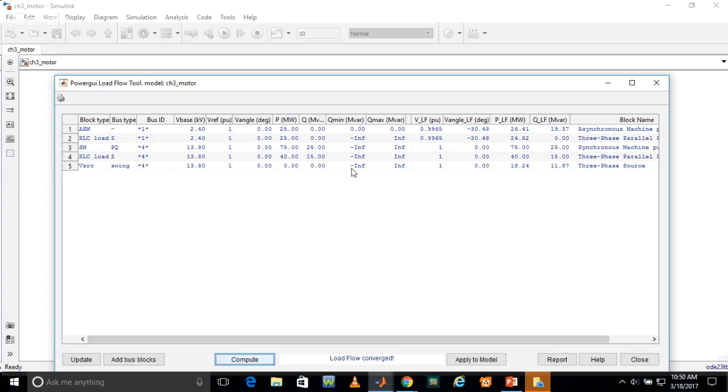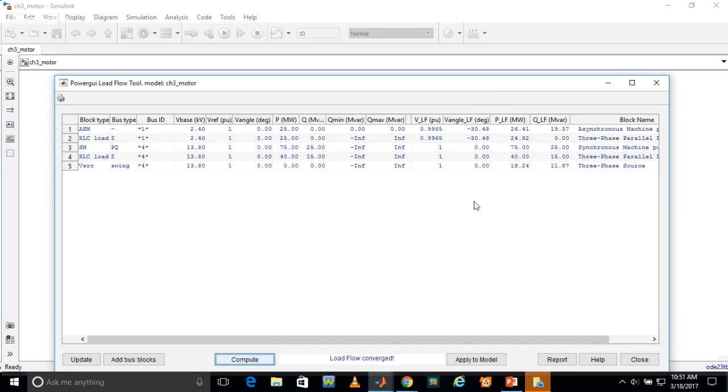How much power is it delivering, because P and Q are not defined for the swing bus, right? So this load flow is actually calculating the amount of power that is delivered by the swing bus and the SM, and how much power it is giving to the loads. As you can see, the amount of power the ASM is getting is 26 megawatt and 19.37 MVAR. Similarly, our RLC load needs 40 megawatt and 15 MVAR, and our synchronous machine is providing 75 megawatt active power and 25 MVAR reactive power.